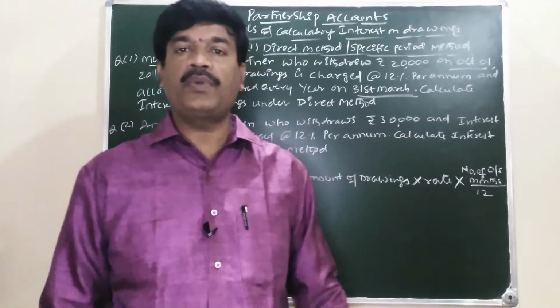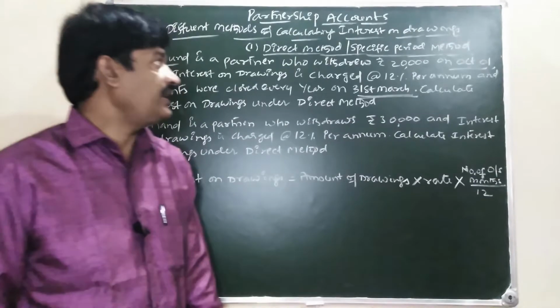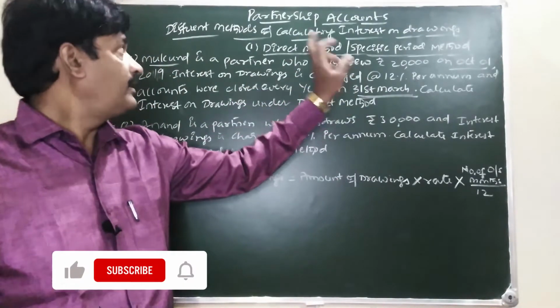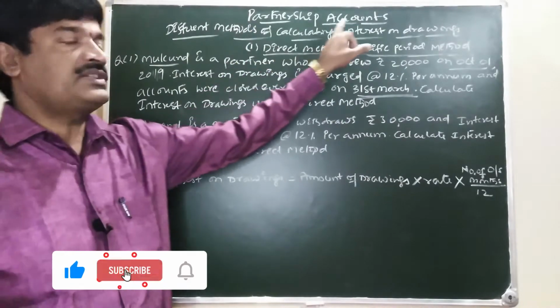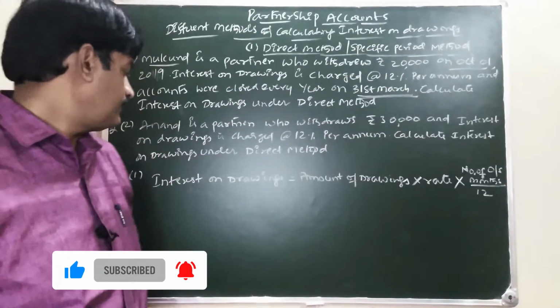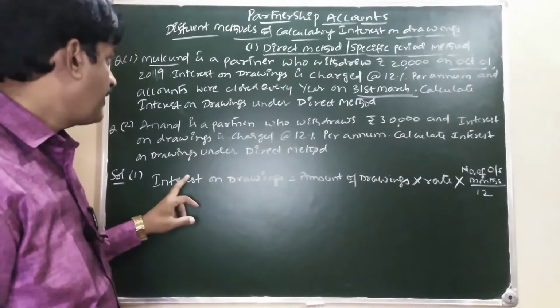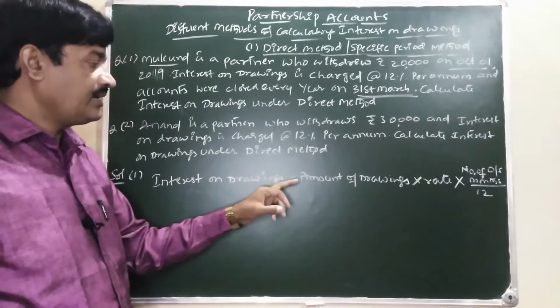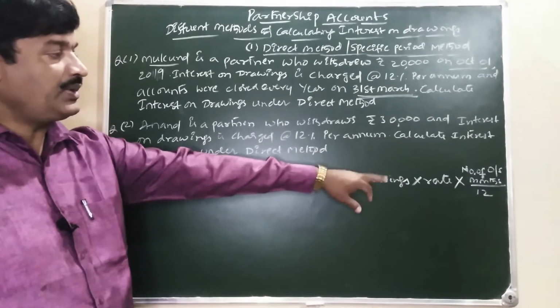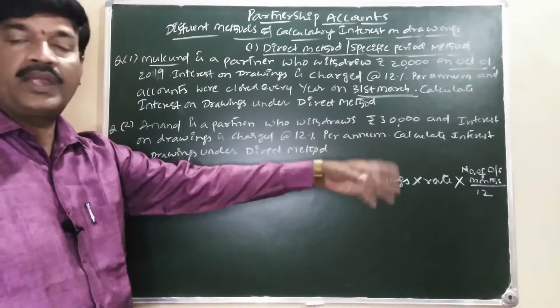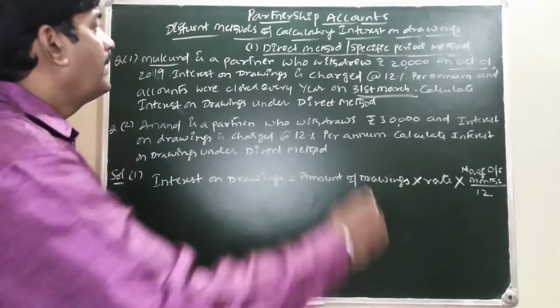In this video I am going to explain how to calculate the interest on drawings under direct method in partnership account series. Now we are calculating by applying the formula. We are calculating the interest on drawings. Interest on drawing is equal to amount of drawings into rate into number of outstanding months divided by 12 months.